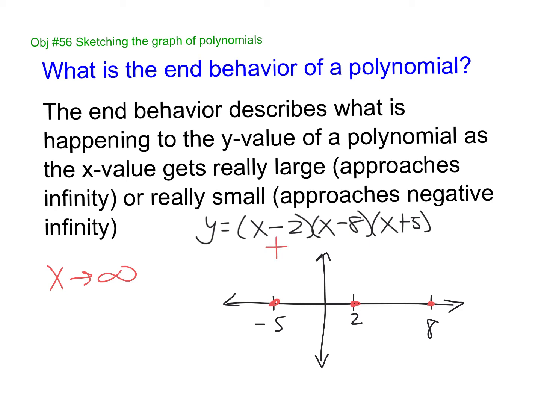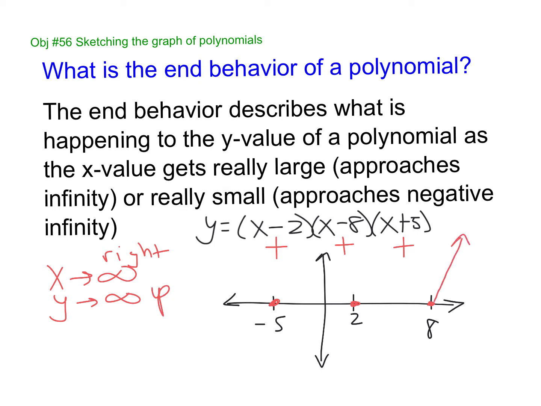Well, this is going to be a plus, right? Because if I plug in a number over here, say, think about if you plug in 1,000, right? That's a positive number, that's a positive number, and that's a positive number. 3 positive numbers are a positive number. So that means as we go to the right, our y value is going up. The y is positive, so it's going up.